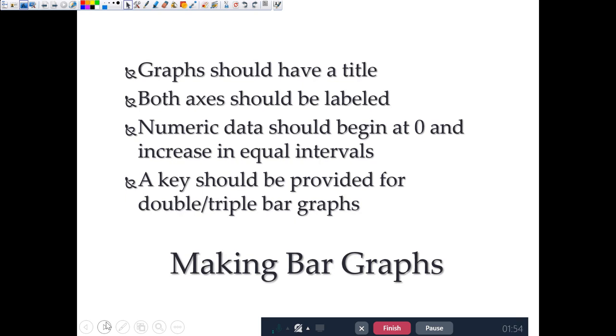Then this is what's really important: your data should begin at 0 and then increase by equal intervals. So if we're going up by 2s, it always needs to go up by 2s. If it's going up by 5s, it always needs to go up by 5s, and so on and so forth.